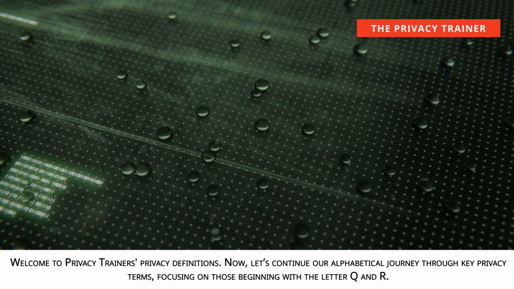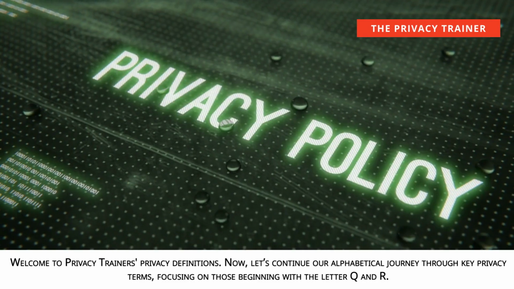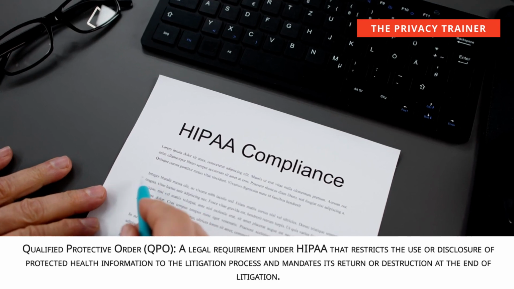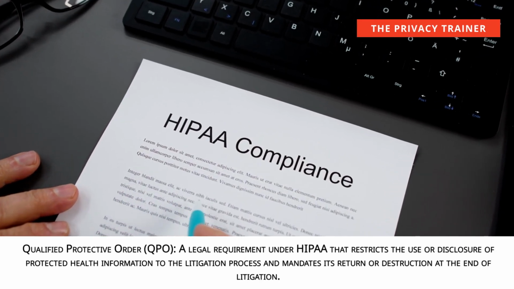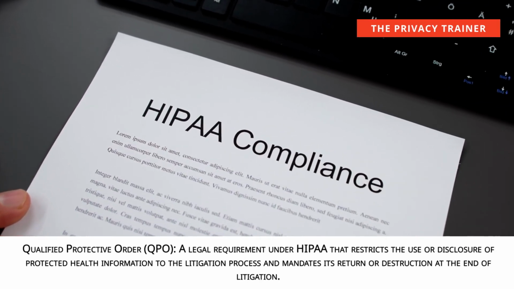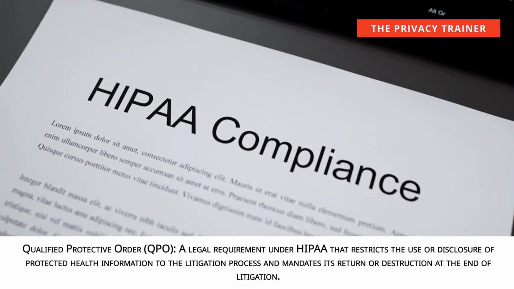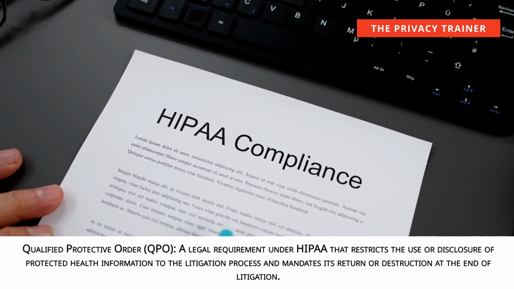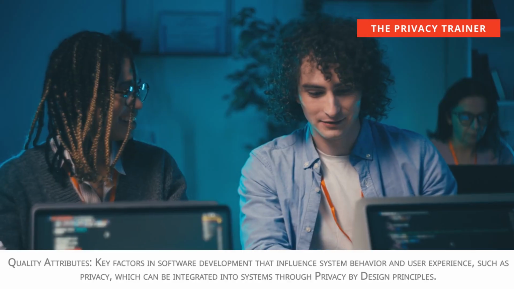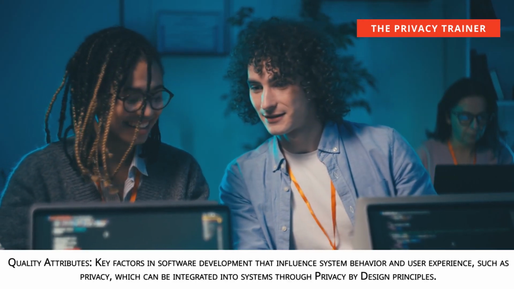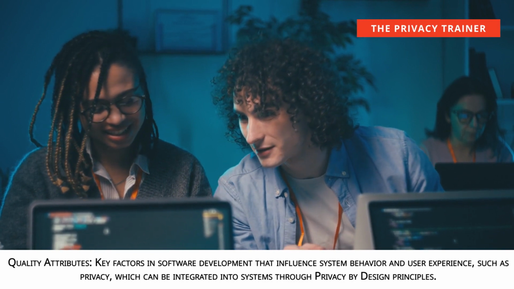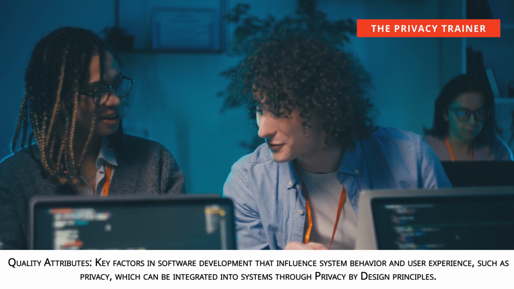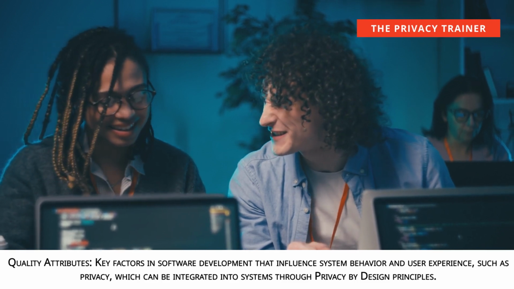Now, let's continue our alphabetical journey through key privacy terms, focusing on those beginning with the letter Q and R. Qualified Protective Order, QPO, a legal requirement under HIPAA that restricts the use or disclosure of protected health information to the litigation process and mandates its return or destruction at the end of litigation. Quality attributes, key factors in software development that influence system behavior and user experience, such as privacy, which can be integrated into systems through privacy by design principles.